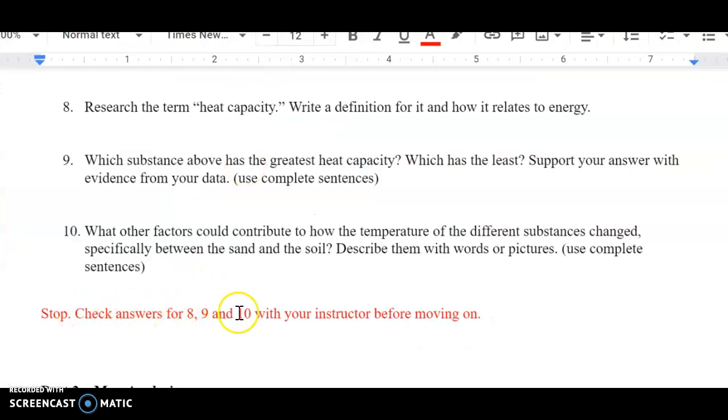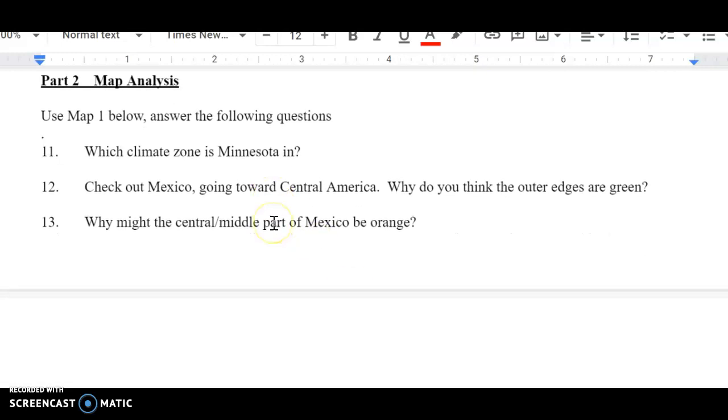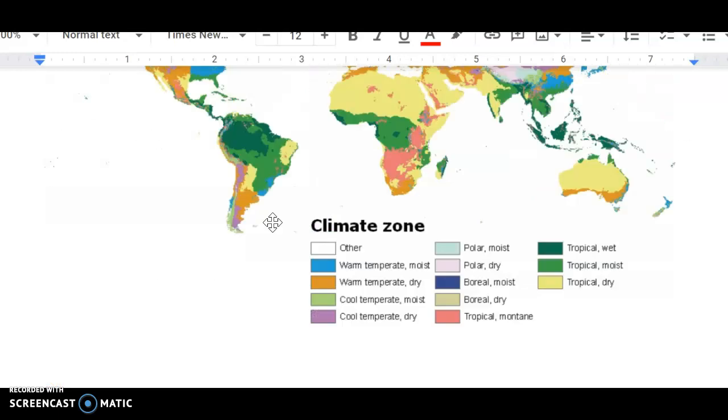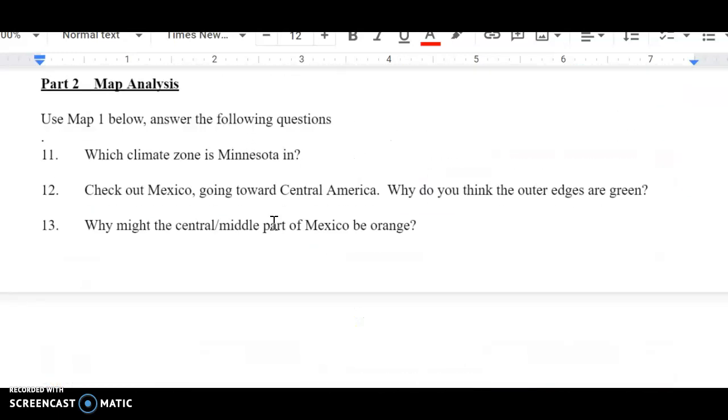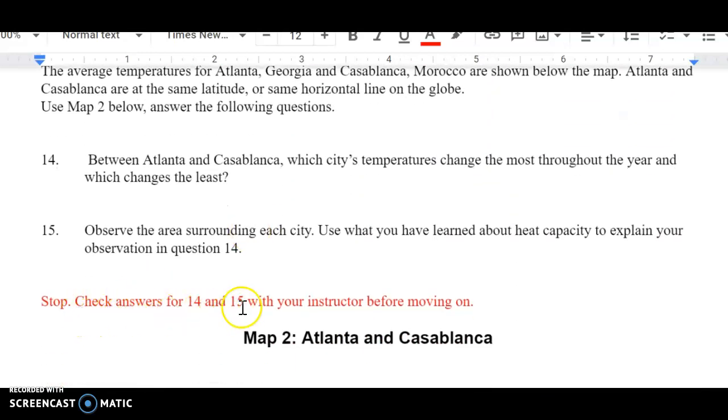Once you're done with answering number 10, check with the instructor in the room. They need to check your answers before you move on. Once you've got that, then you're going to answer questions 11 through 15. They do involve these maps, and you can read the instructions for it. It goes by pretty quick. But again, when you get done with number 15, check back with the instructor. You need to check these answers because these are going to be the things you need to know.